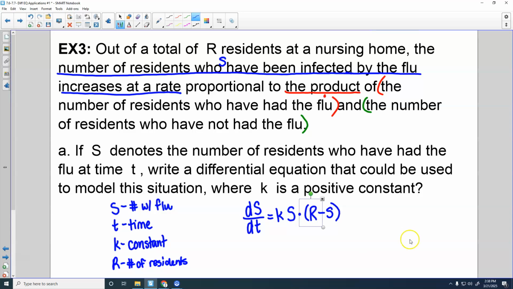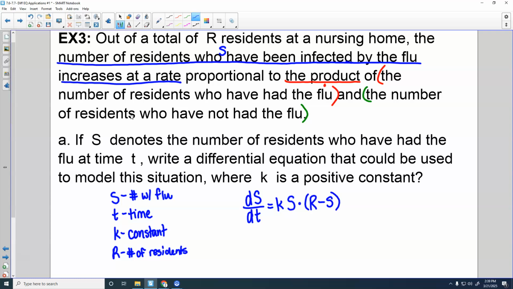And that will be our differential equation there. If they wanted you to solve it, they would have to give you more information later on to fill things in here. And this kind of makes sense because as S goes up, R minus S goes down, so those two balance each other out. You will probably see a couple of questions like this on the multiple choice section, where you're not really solving, it's just asking you to interpret and write that differential equation.